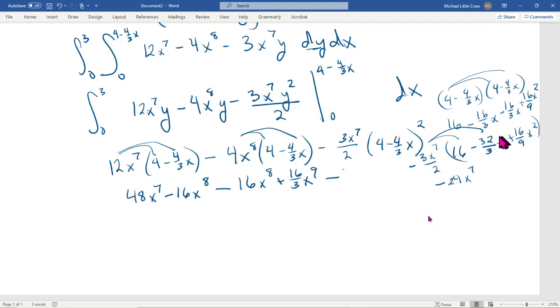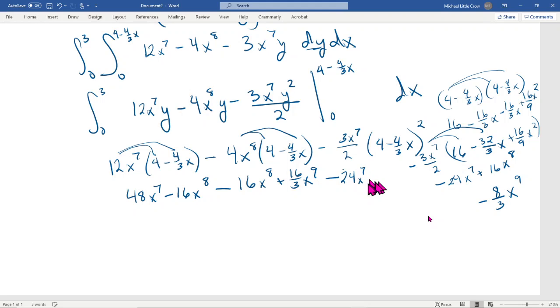Multiply here. 2 goes into 32. That's going to become 16. 3's cancel. X to the 1st, x to the 7th, x to the 8th. Negative and negative make that a positive. And this last little piece here, the 2 goes into 16. That gives us an 8, 3, and 9. So that's a 3, right? That cancels. And then x to the 7th times x squared is x to the 9th. And there's a negative and a positive, so that's negative.